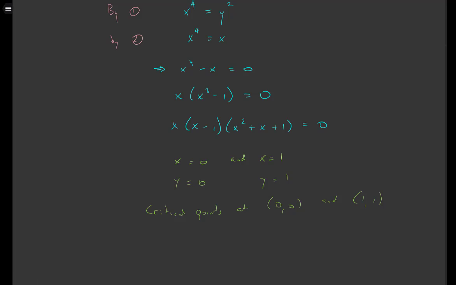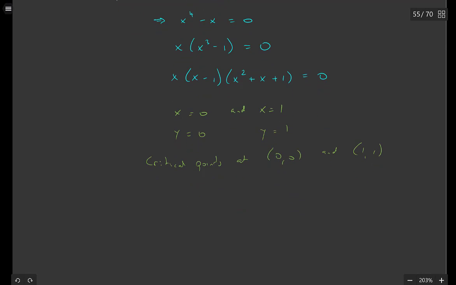Now we need to classify these critical points. To do this, we need to look at some combination of the second partial derivatives. So let's calculate those first. Just as a quick reminder, we had the partial derivative with respect to x was 3x squared minus 3y, and the partial derivative with respect to y was 3y squared minus 3x. And our goal at the moment is to classify the critical points.